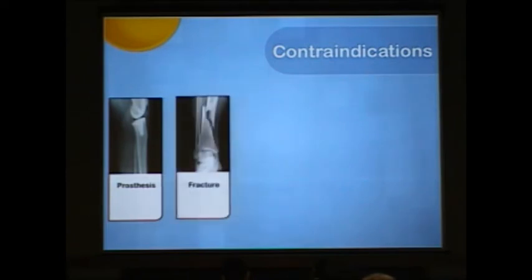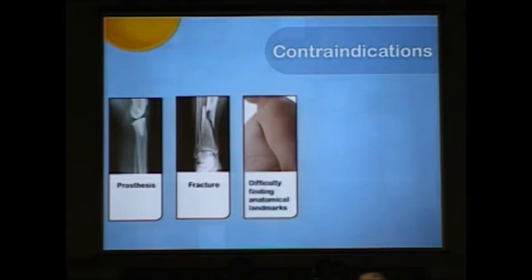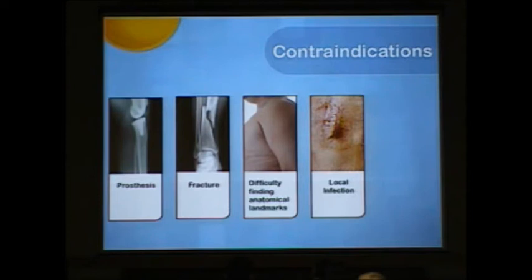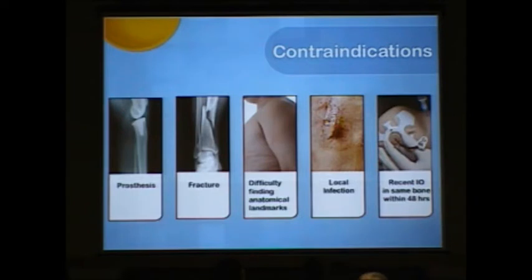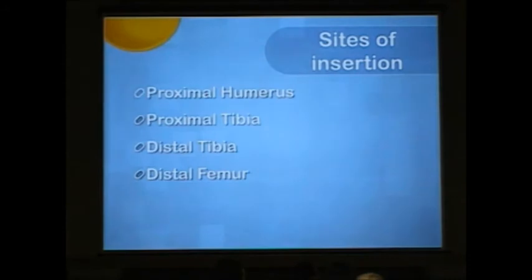Contraindications are very intuitive, so basically if you have a prosthetic limb or a scar on the knee, you assume the patient has a knee replacement, you cannot use that side. Any fracture along the bone, so even an ankle fracture is a contraindication, even in using the proximal tibia. So any fracture along the bone, if you have difficulty finding the landmarks, either because it's a very small infant or a very obese patient, local infection, obviously you don't want to put an IO in an area that has active cellulitis. And if there's been a recent IO attempt in the same bone within 48 hours, you want to avoid attempting to put an IO in the same bone.